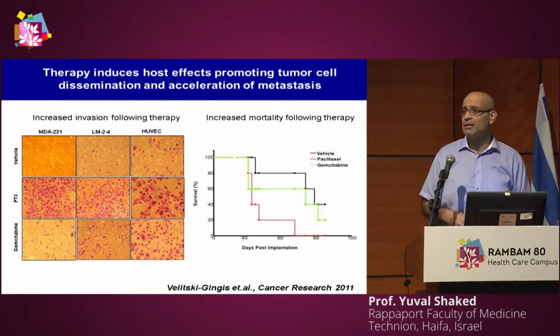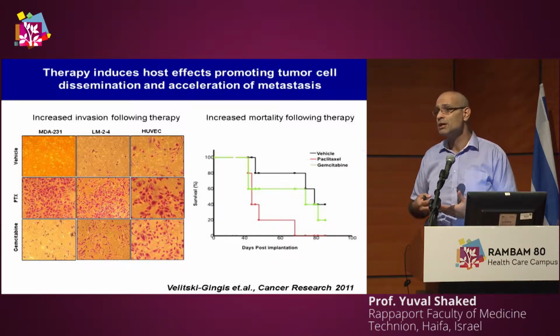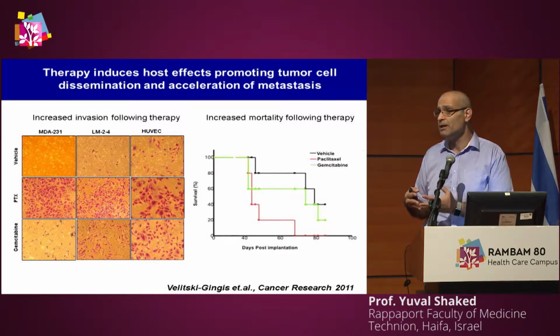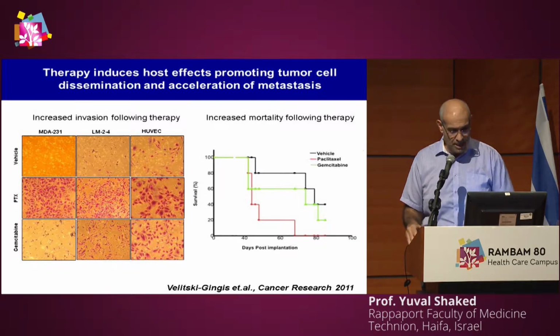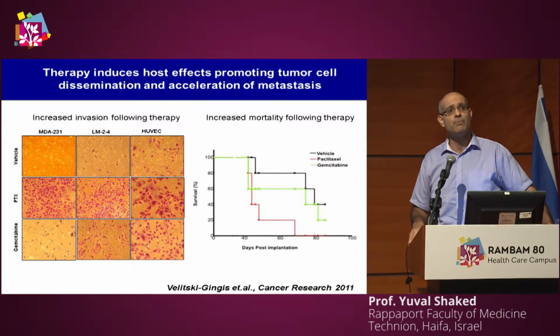So tumor cells, once they were exposed to plasma from treated mice, become so excited, so invasive, so metastatic. And this is true not only in vitro in a dish, but also if you take mice and treat them with chemotherapy and then inject tumor cells into these mice, the mice that will succumb to metastasis earlier are those that were first treated with chemotherapy.